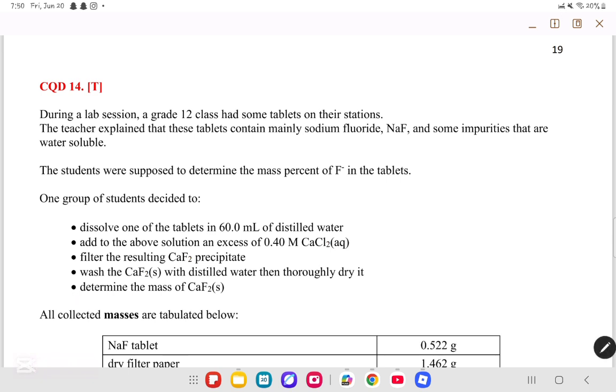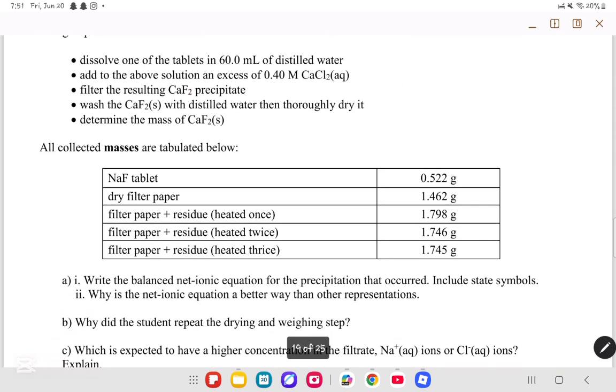The teacher explained that these tablets contain mainly sodium fluoride, NaF, and some impurities that are water soluble. The students were supposed to determine the mass percent of F- in the tablets. One group of students decided to dissolve one of the tablets in 60 milliliters of distilled water, add to the above solution an excess of 0.4 molarity CaCl2, filter the resulting CaF2 precipitate, wash the CaF2 with distilled water, then thoroughly dry it, and then determine the mass of CaF2. All collected masses are tabulated below, right?